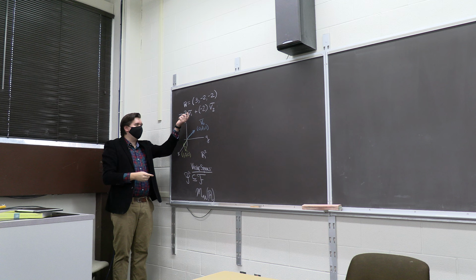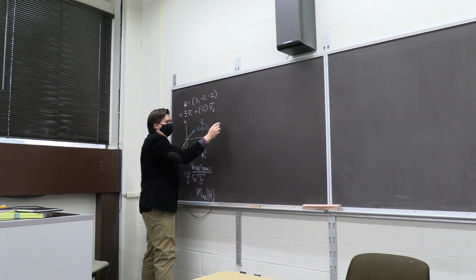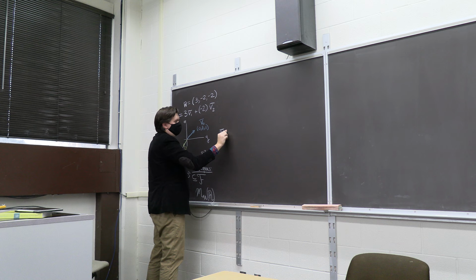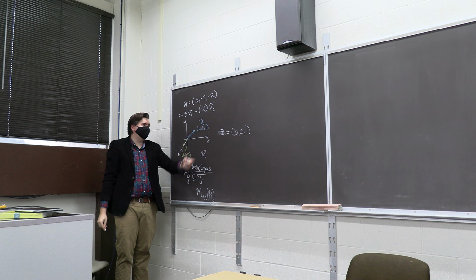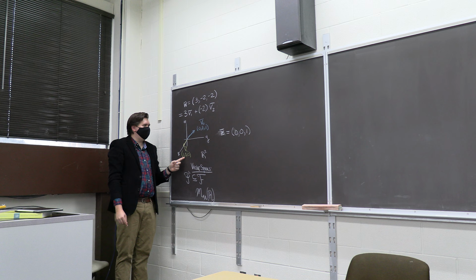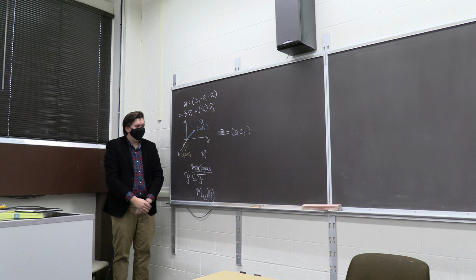However, if I think about a vector like, oh, let's call it z. If we think about the vector (0, 0, 1), is this a linear combination of v1 and v2? Can I combine copies of v1 and v2 to get z? Well, I don't think so. I want to just get that one by itself.